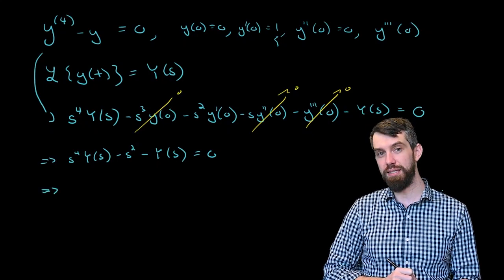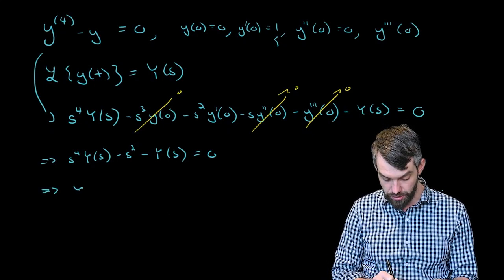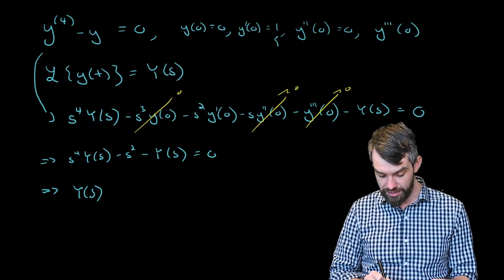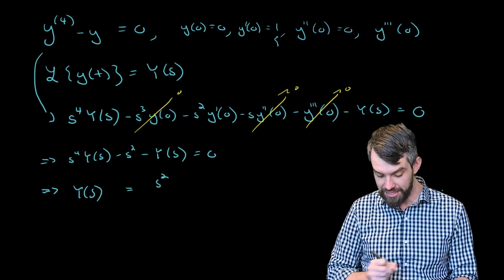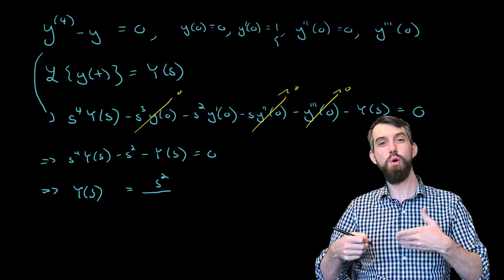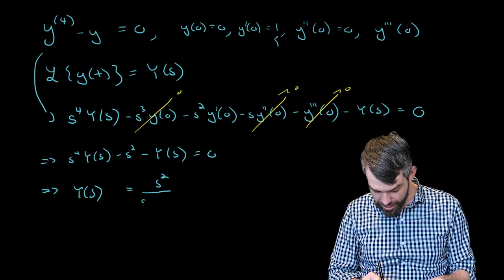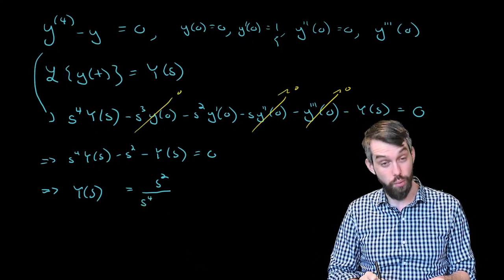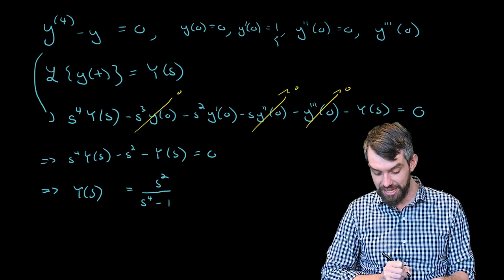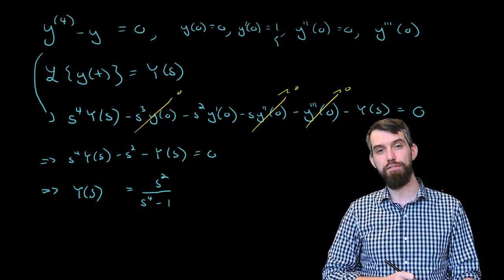The only thing that doesn't have a Y in it is this s squared, so if I leave Y of s on the left-hand side, on the right-hand side I'll move that minus s squared to become a positive s squared. And then the coefficients of the Y of s are going to be an s to the fourth, and so I'll put that there, and then I also have a minus 1 for the other term. So this is what I have.